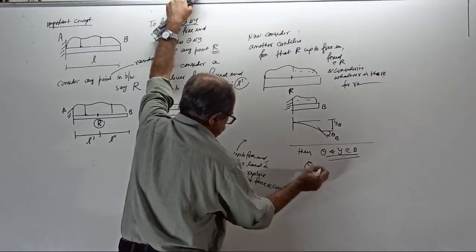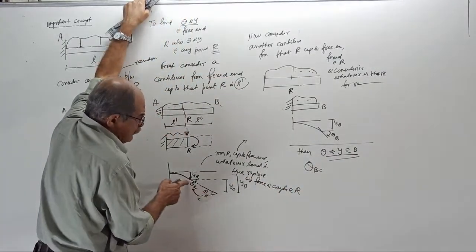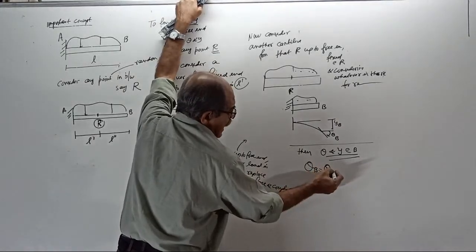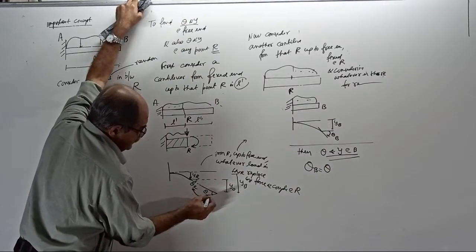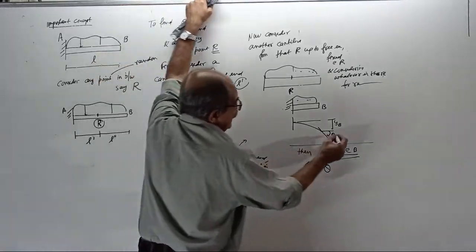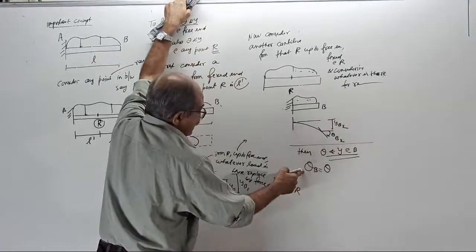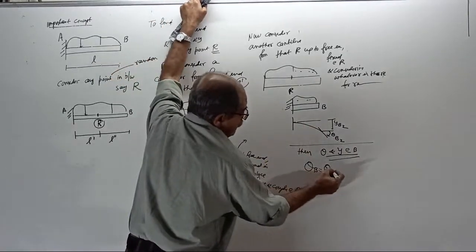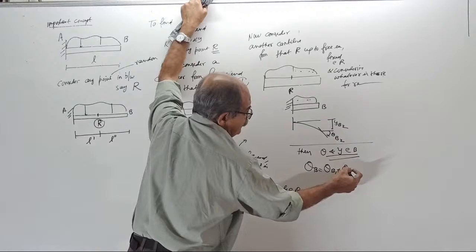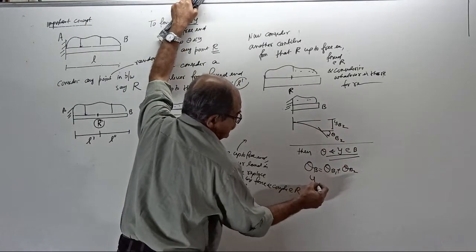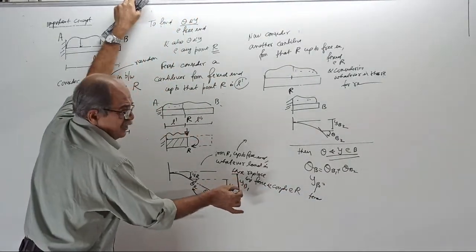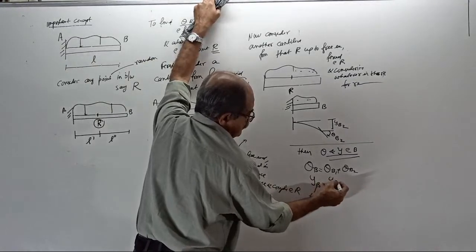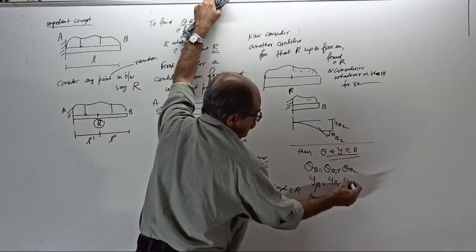Slope at B equals whatever slope at B you got from this slope. I will call it theta B1, yB1. This I will call theta B2, yB2. The real theta B is the earlier theta B1 plus the new theta B, theta B2. The final deflection yB equals whatever deflection you got here, yB1, plus the new deflection yB2.